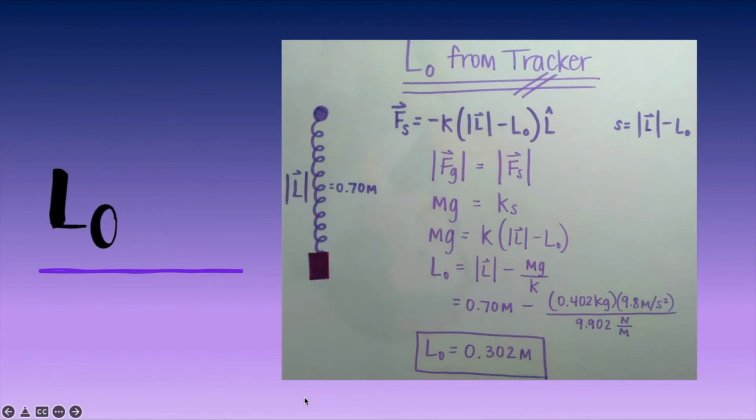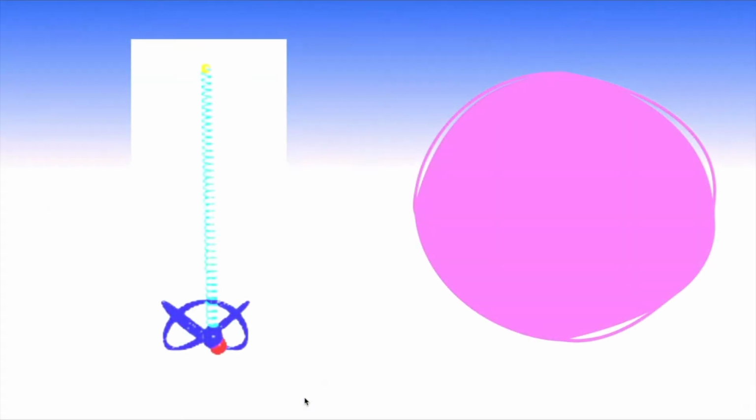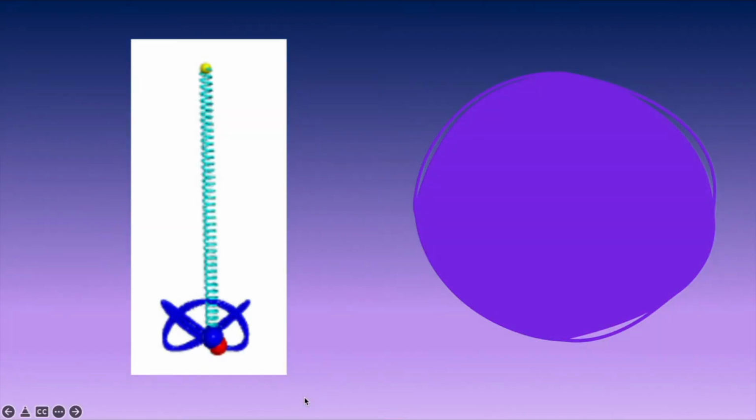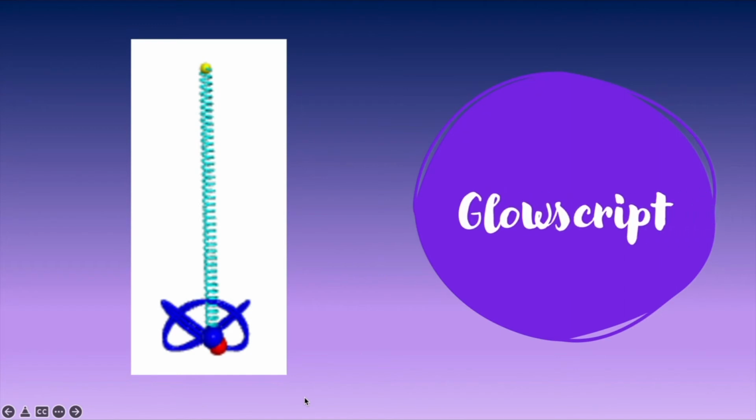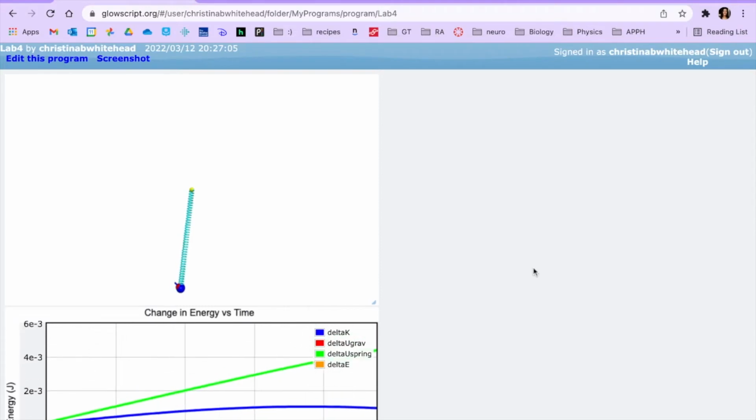We were given L equals 0.7 meters, so using the spring force formula, we then know that the spring force is equal to the force of gravity. From there, we can solve for L null to be 0.302 meters. I then inserted these constants into Glowscript. The link to the code is in the description below.